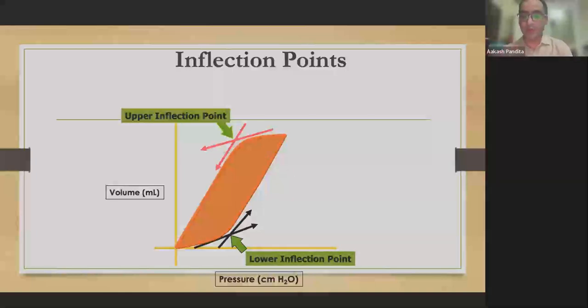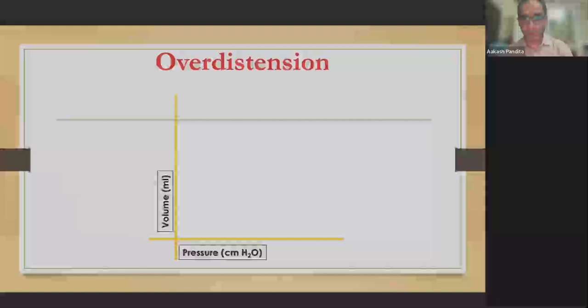Similarly, if we give too high pressures, that is above the upper inflection point, then again you can see that a plateau is reached. That is, with increase in pressure, there is hardly any change in volume. So our aim should be to ventilate between these 2 points in order to get the maximum benefit and minimal harm to the patient.